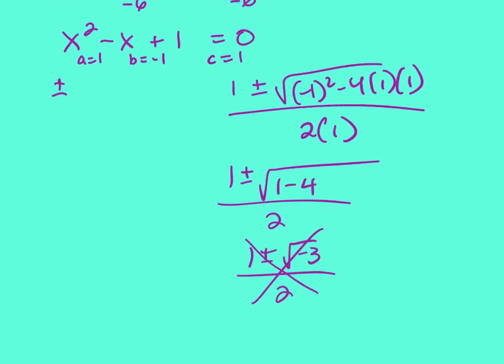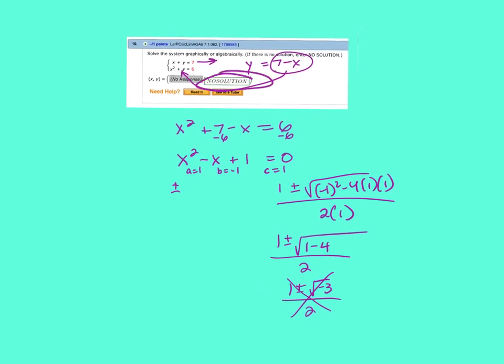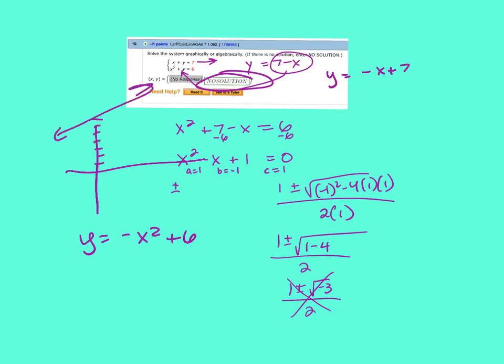Which can't be done. So that's why there's no solution that way. If you had graphed this, it would have been a parabola, y equals -x squared plus 6, and a line, y equals -x plus 7. A line that looks like that and a parabola that looks like that, which they would never intersect. So either way, if you solve it algebraically, you end up with the square root of a negative number, which can't happen. And if you graphed it, they wouldn't overlap.